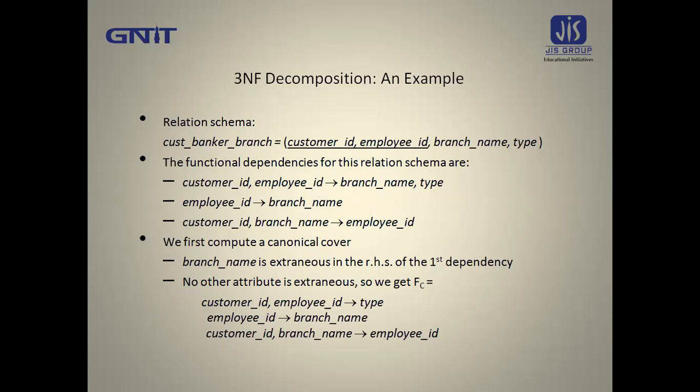So we get Fc equals to customer ID, employee ID implies type. Employee ID implies branch name. Customer ID branch name implies employee ID.